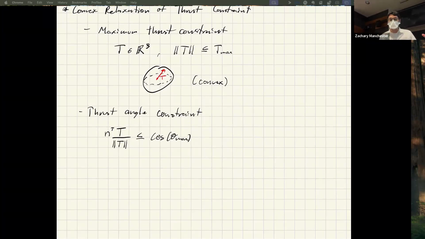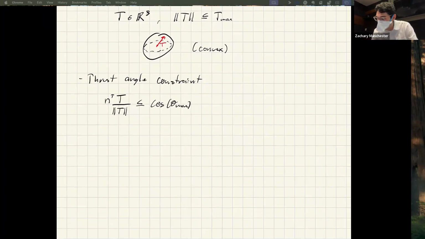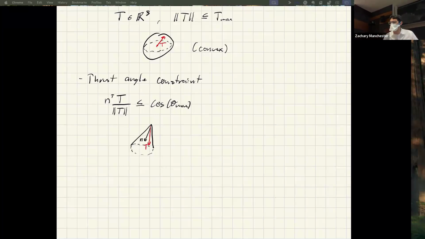And this is a cone, and it looks kind of like this. I have this n vector defining the axis of the cone, and then t has to be inside this cone. And the angle of the cone down here is our theta max. Cool. So we've seen this already too, right? Cones are convex. We saw this when we talked about SOCPs and all that good stuff. So this is convex. So far, so good.